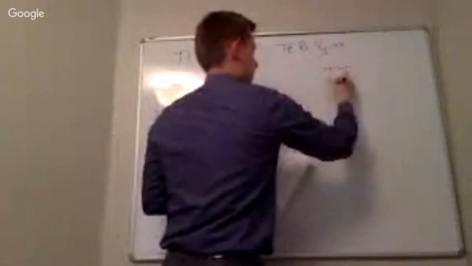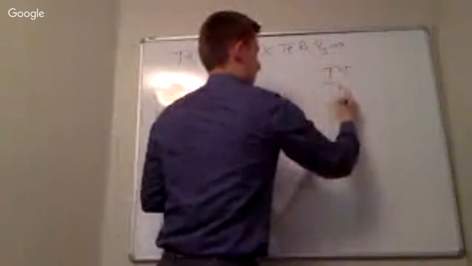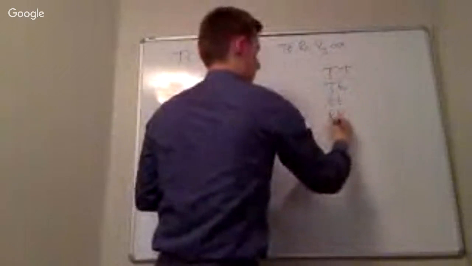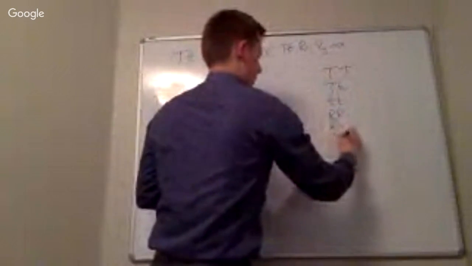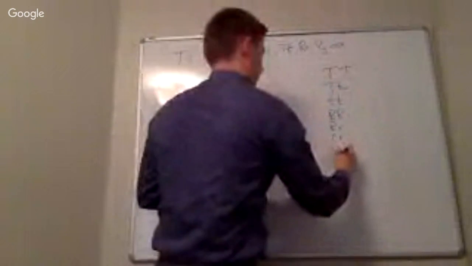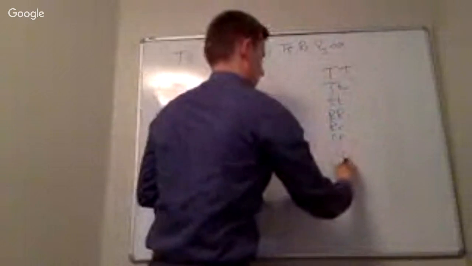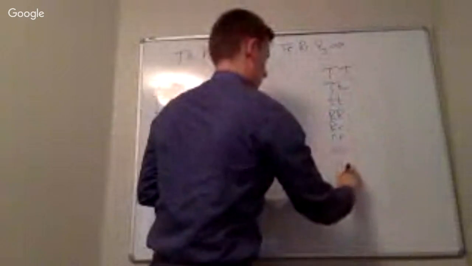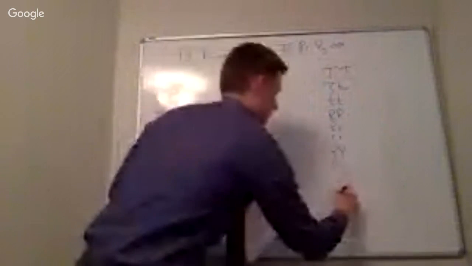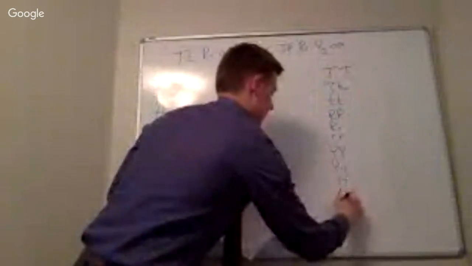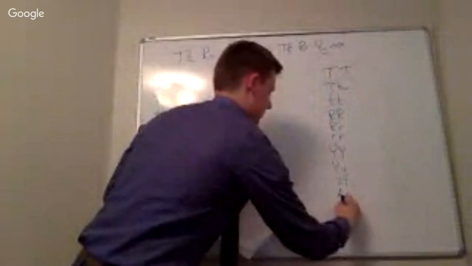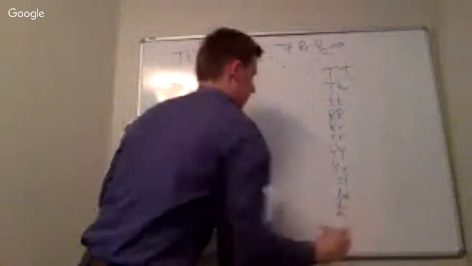So T, and then little t, and then we have R. You just do this really quick. The next one we have Y's. There's a heterozygous Y. And then the last one that we're doing is A's. So homozygous A, dominant, and then heterozygous, and then recessive right there.